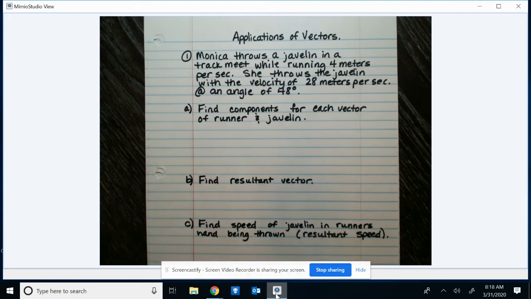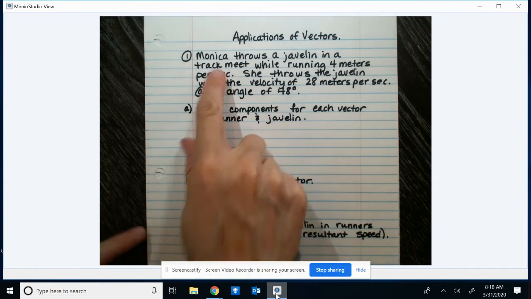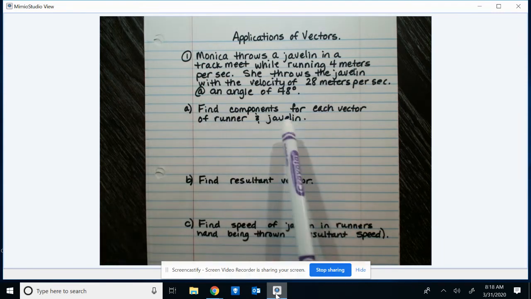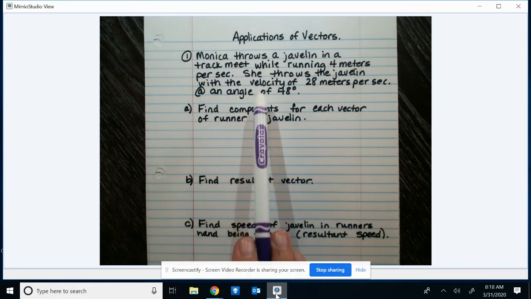Okay, so today we're going to talk about applications of vectors. And this is given my scenario, so you might want to pause the video and just write this problem down for a second. Monica throws a javelin in a track meet while running 4 meters per second. She throws the javelin with a velocity of 28 meters per second at an angle of 48 degrees.